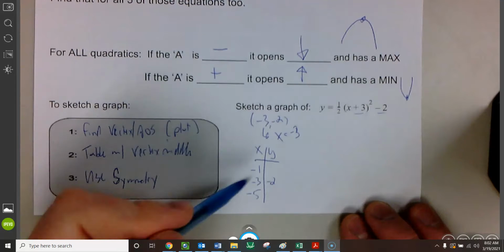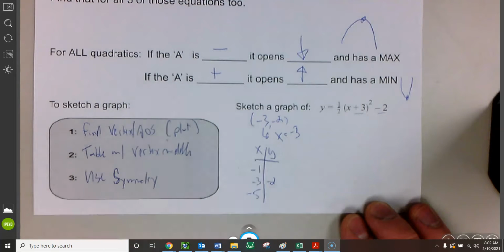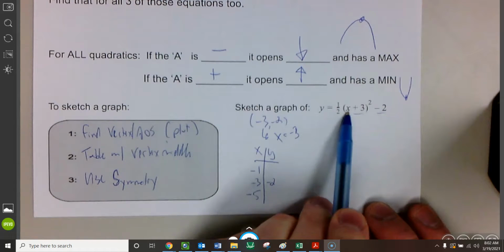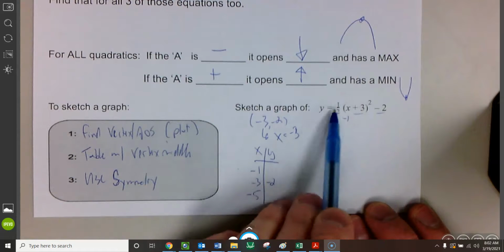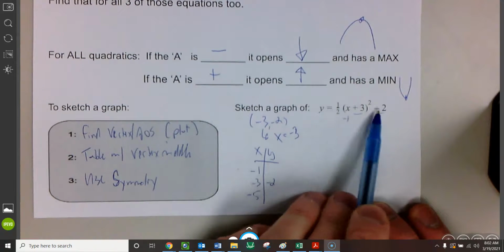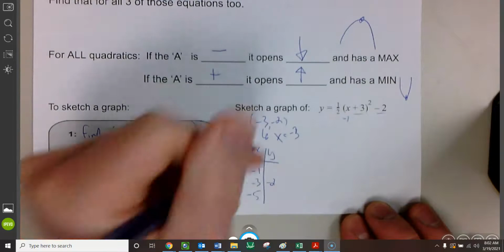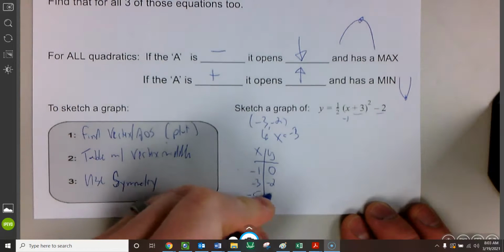We don't actually have to find each of those values. We only have to find one. Because of symmetry, we automatically have the other. So let's plug in a -1. I'm going to plug in a -1. -1 plus 3 is 2. 2 squared is 4. Half of 4 is 2. And 2 minus 2 is 0. We actually found, by plugging in a -1, it kicked out a 0. When my y value is 0, that's an x-intercept. We actually found the x-intercept for this thing.